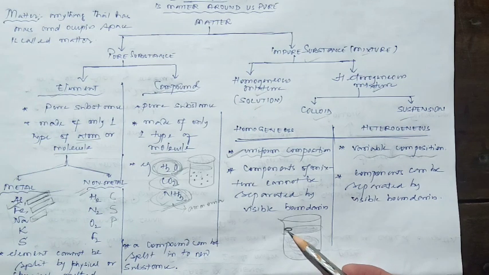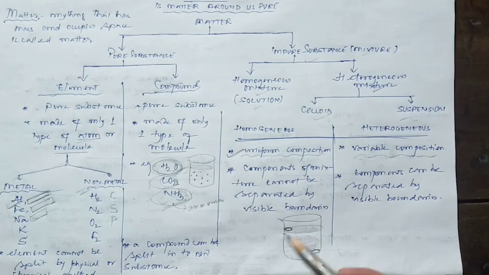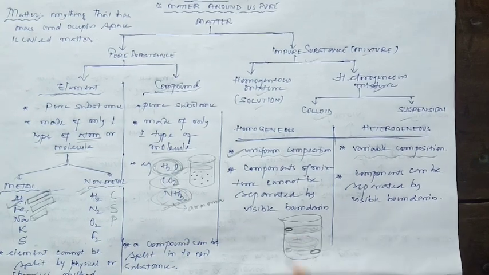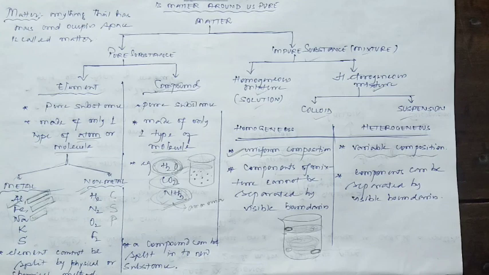Whether you take the teaspoonful of a sugar water mixture from this part or this part or anywhere, it will taste the same. That's what I mean by uniform composition. Uniform composition means the sugar you have dissolved in this container containing water has distributed uniformly, equally throughout the body of this mixture, throughout the body of the water. That's what I mean by uniform composition.